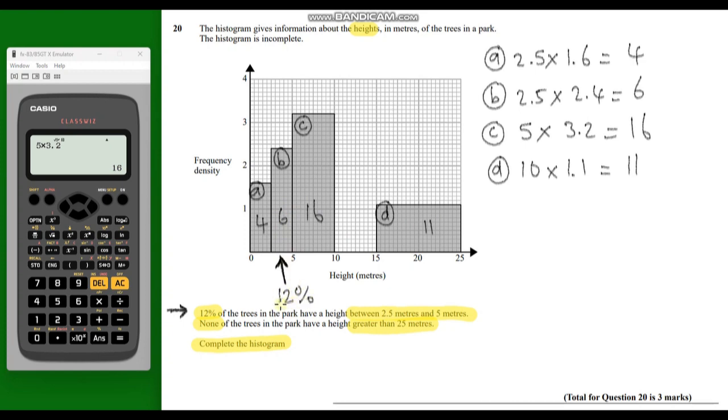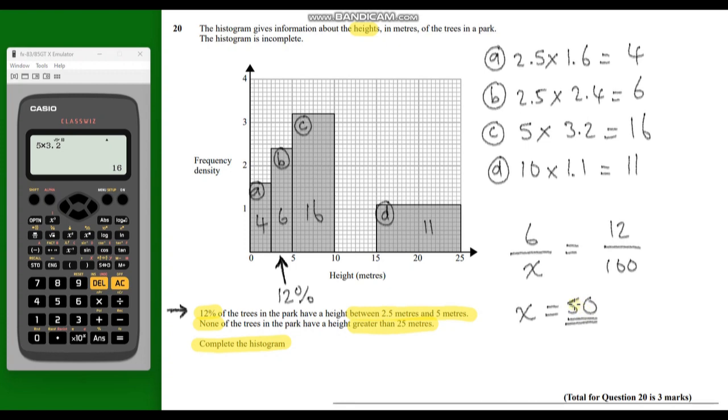Okay, so we know that there are 6 trees in this category, and that represents 12% of the total. So we can work out how many trees there are in total from this. So we can say that 6 out of the total, I'm just going to write X because we don't know that, is equal to 12%, which is 12 out of 100. So now we can work out what X is because 6 is half of 12, so X is going to be half of 100, so X is going to be 50. So that means there are 50 trees.